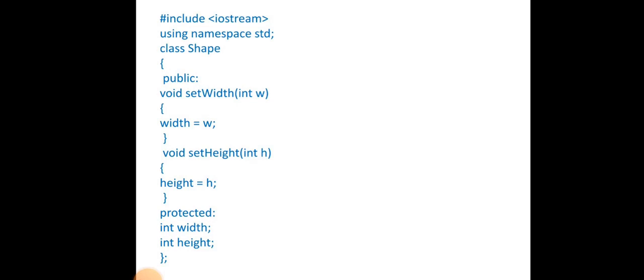This is an example program for inheritance in which we have a class named Shape. In the class we have two member functions. One is setWidth and another one is setHeight. These two member functions are under the public access specifier. Inside setWidth and setHeight, we assign the values to the variables. And there is another access specifier inside the class Shape. Under the protected access specifier, there are two variable declarations, int width and int height.